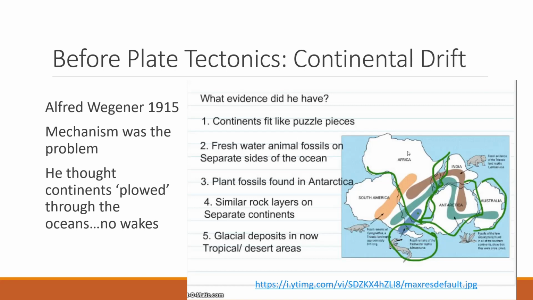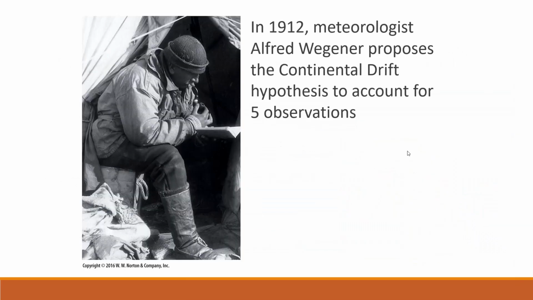So when asked how he thought they had moved around, he didn't have a good mechanism. The only thing he could come up with was this idea that the continents plowed through the oceans like a boat. The problem is, if the continents had moved through the ocean crust like boats, we would see evidence of that. We would be able to see, much like a boat going through water, the path behind the continents, and we don't observe that. We don't see a wake. So his idea was ultimately rejected. So in 1912, he proposed the continental drift hypothesis to account for these 5 observations.